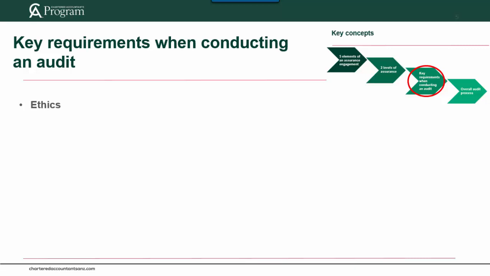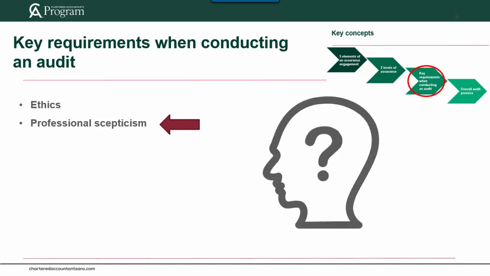The second requirement is that the auditor must plan and perform an audit with professional skepticism. Professional skepticism is an attitude that includes having a questioning mind, being alert to conditions that may indicate possible misstatement, and critically assessing audit evidence.